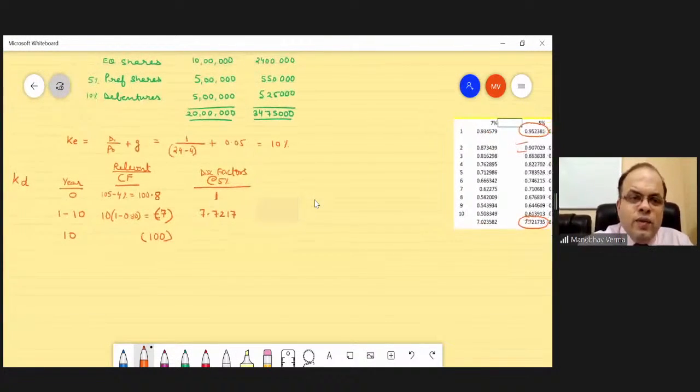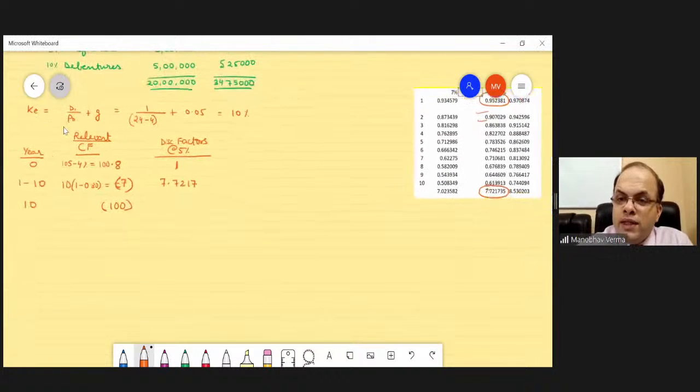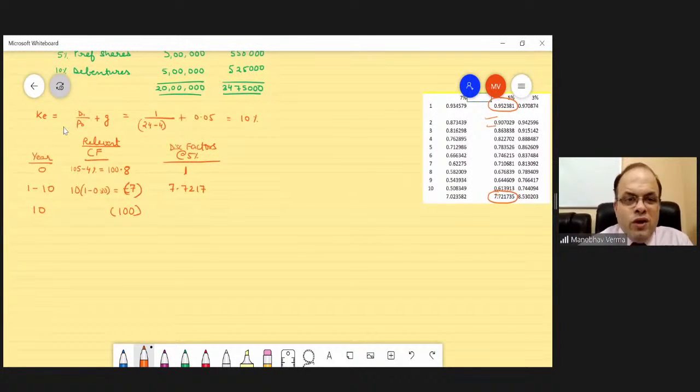For the 10th year, though, guys, where you have a redemption of 100, that's where your factor is 0.6139. So let's see what is the present value here. You have 100.8. Then when you multiply 7 by 7.7217, what exactly would we be getting, guys? So this is my initial 100, that's my initial investment. And then we calculate a 54.